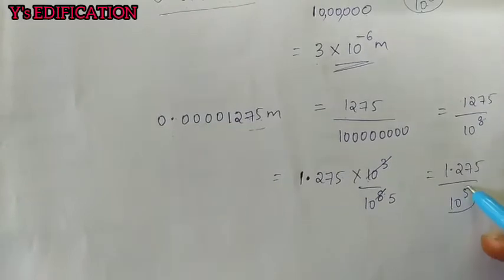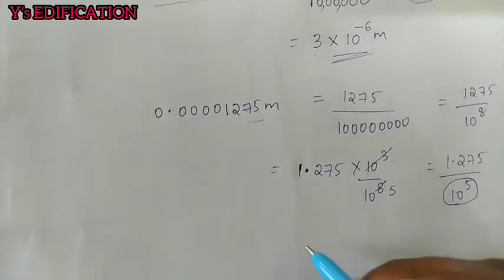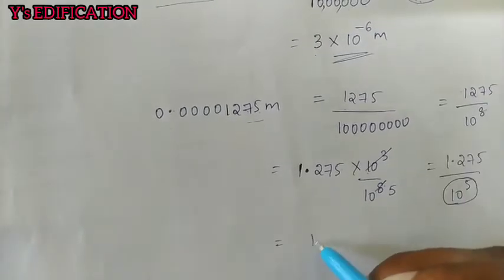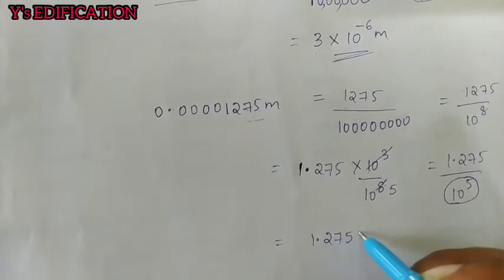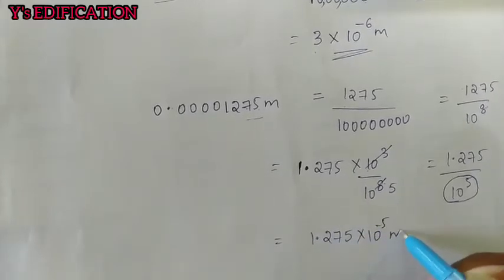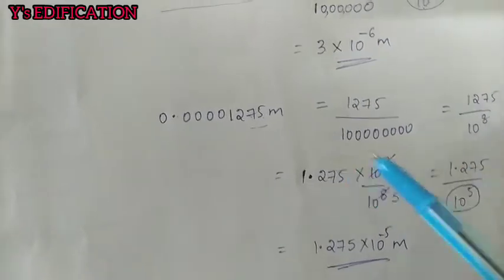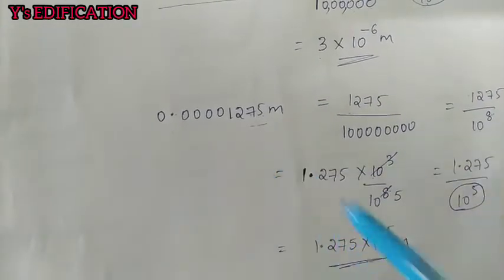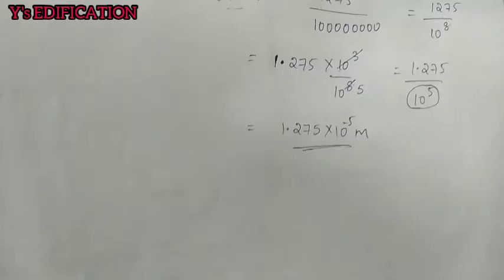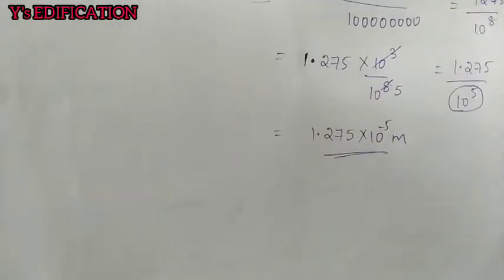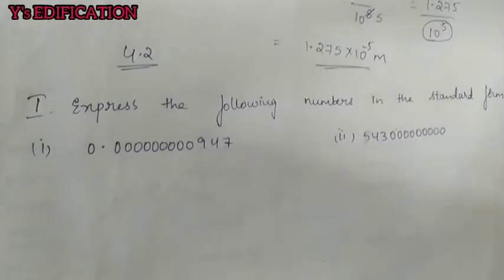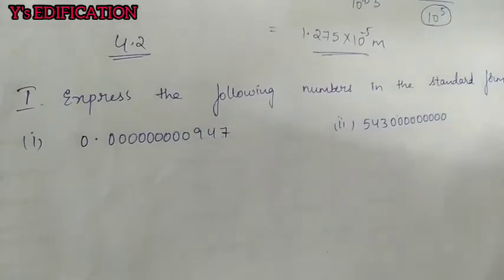Now I will shift this denominator to the numerator. So I will convert the division into multiplication. So 1.275 into 10 power of minus 5 meters. In this way we have converted a very small number into standard form. Now let us try to do some exercise problems. Express the following numbers in standard form.